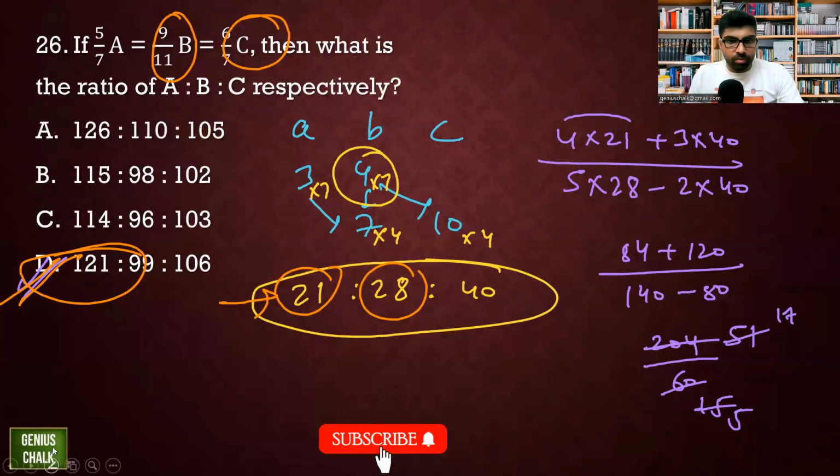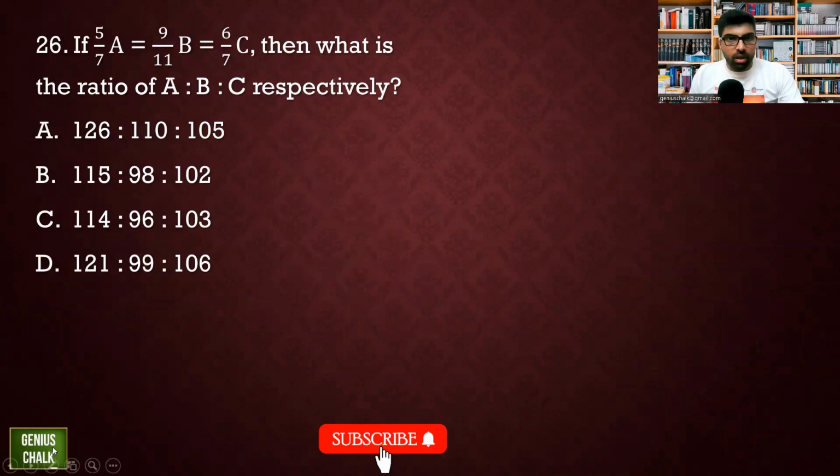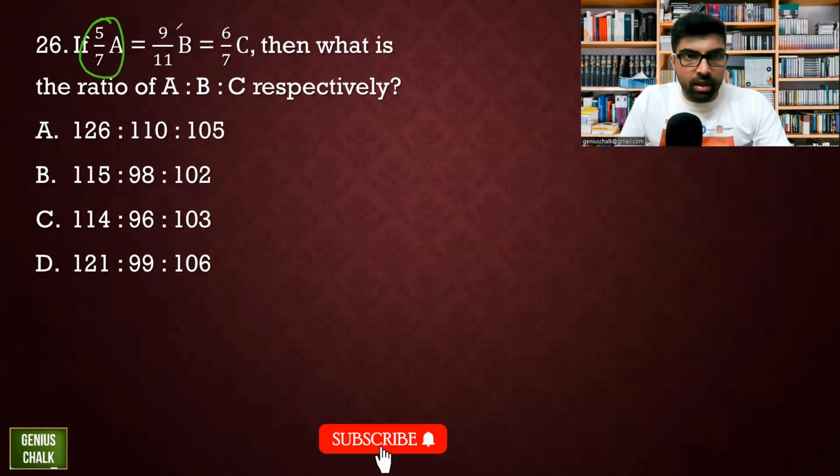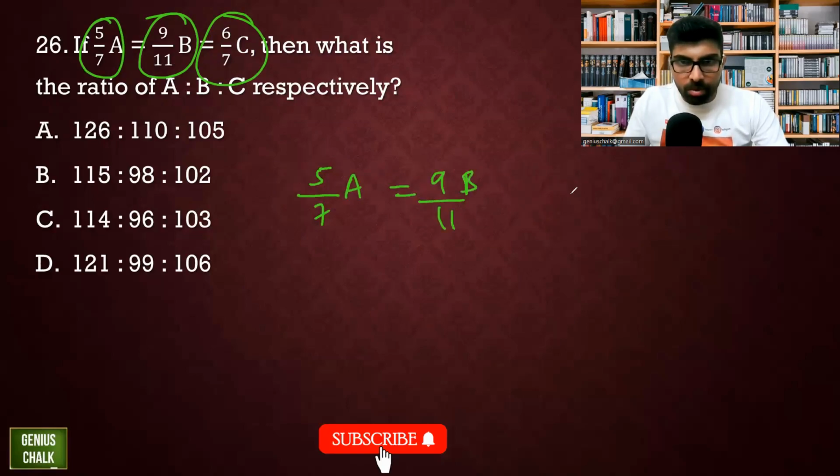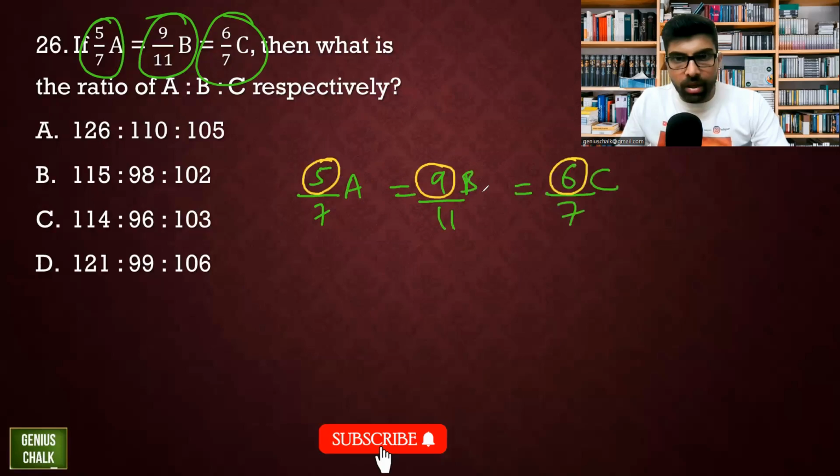Next one. All right, next question. 5 by 7 A and 9 by 11 B is equal to 6 by 7 C. So this is 5 by 7 A, 9 by 11 B, and 6 by 7 C. I have told you the approach. Take the LCM of 5, 9 and 6 and divide by all of them. So what is the LCM? 9 and 6 LCM is 18. 18 and 5, 90. So divide this all by 90. That will make our life easy.